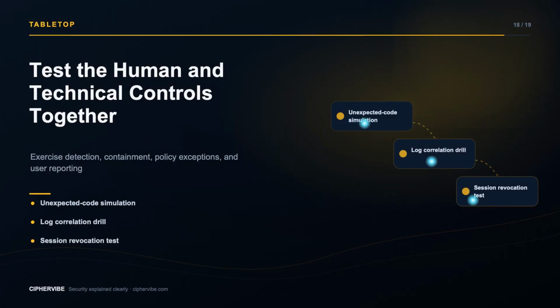Run a safe tabletop with placeholder codes and no provider connection. Confirm that users report unexpected device code requests. Analysts can find the protocol in sign-in logs. Responders can identify downstream activity. Session revocation meets the objective, and legitimate exceptions remain narrow, documented, and observable.